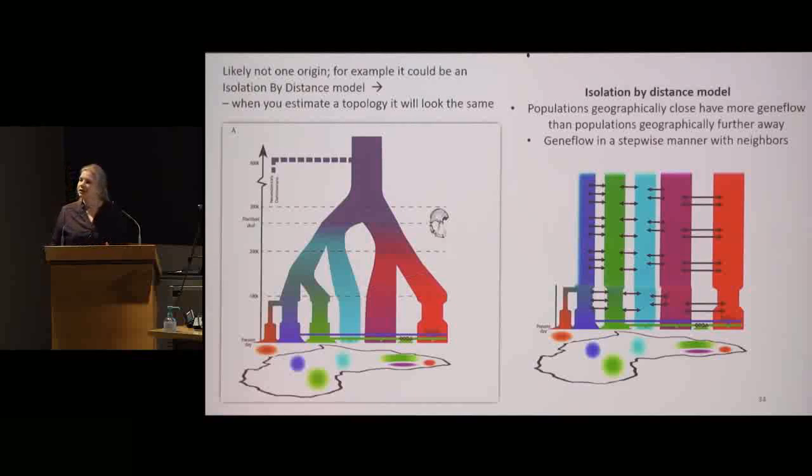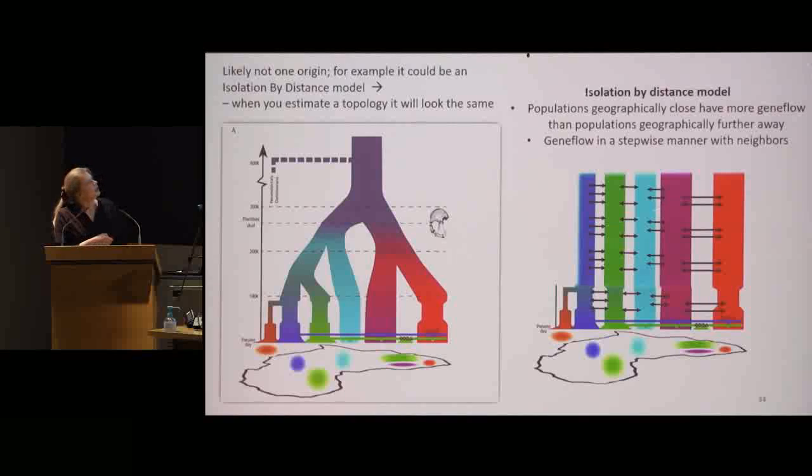genetic variation in Africa. So it's likely not one origin, as it appears from this tree, but it could also be a model like this, that is called the isolation by distance model. Here we have several populations living over the landscape, so several beams of populations living across the landscape, and then they have stepwise gene flow with each other. And in the end, the populations least related to each other will be the ones furthest removed from each other on the landscape. And this will also give a topology like this if you estimate a tree.